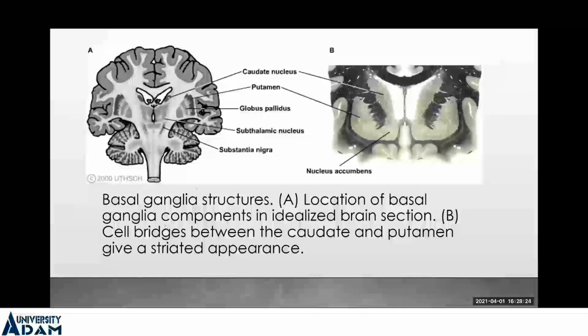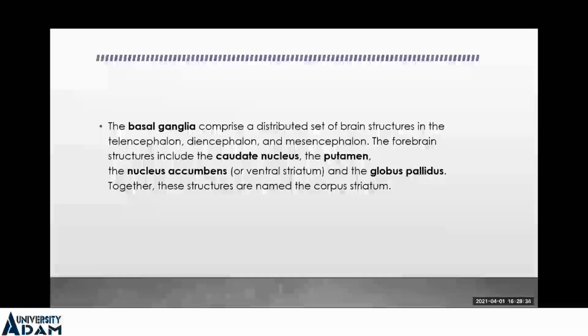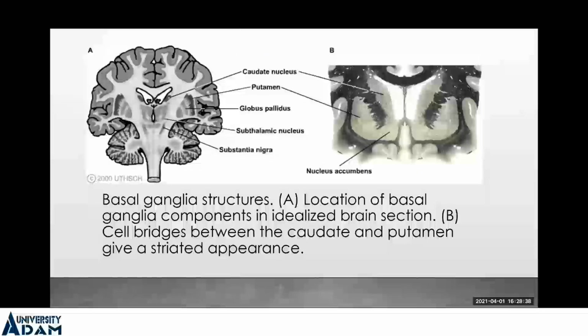Cell bridges between the caudate and putamen give a striated appearance, okay? So guys, the basal ganglia comprises a distributed set of brain structures in the telencephalon, diencephalon, and mesencephalon. The four brain structures include the caudate nucleus, putamen, nucleus accumbens.